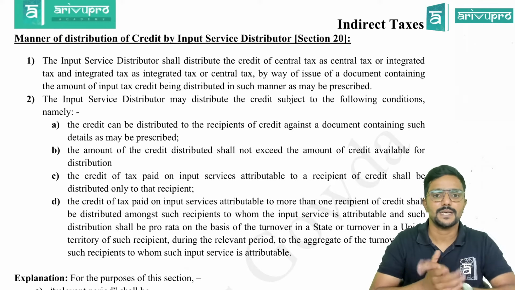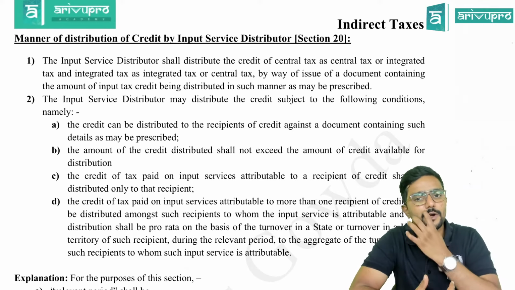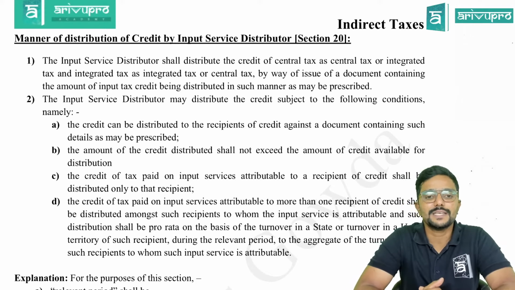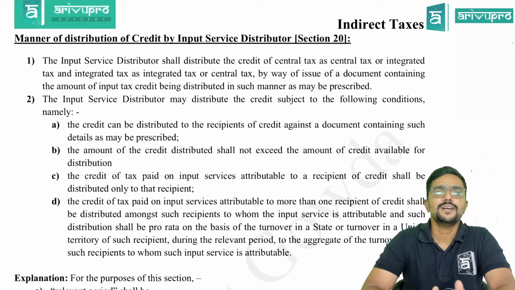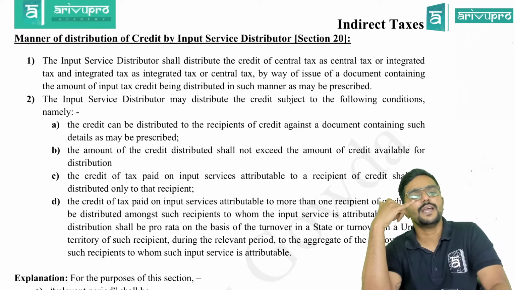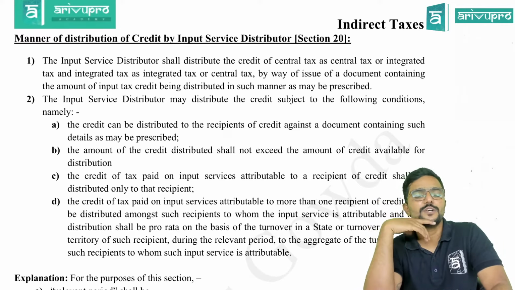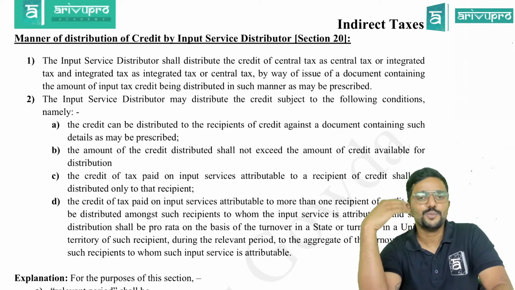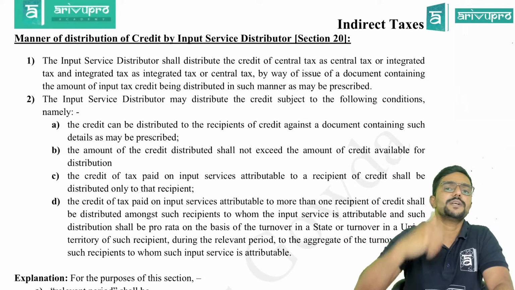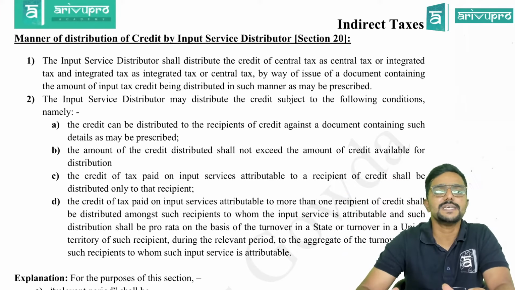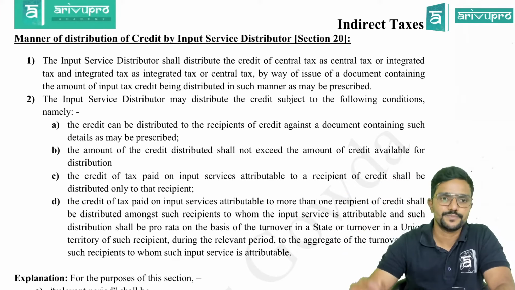Clear? Yes, sir. It is by way of issue of a document containing the amount of input tax credit being distributed in such manner as may be prescribed. So the input service distributor cannot just call and tell the branch, "I have distributed this much credit to you, take it." There should be a document issued by the input service distributor to the respective branches, stating how much credit is apportioned to them.